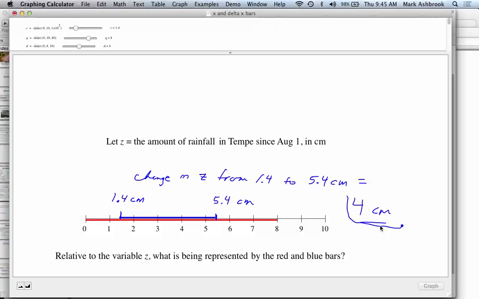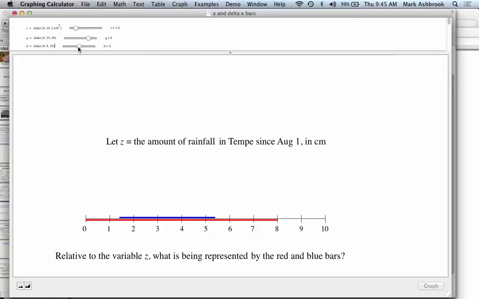So that's 4 centimeters. 4 centimeters of increase. Okay, so tell the person next to you, what does that represent? The blue bar, now what does it represent?